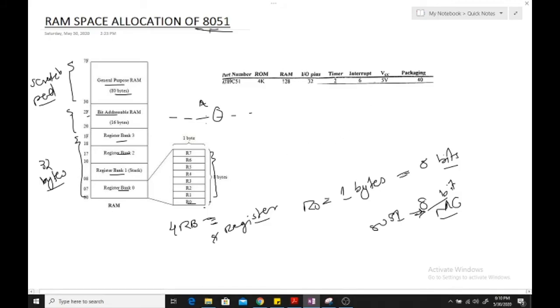And here are the specifications of the 8051 microcontroller. It contains 4 kilobytes of ROM and 128 bytes of RAM, 32 IO pins, as I said earlier, 2 timers, 6 interrupts, 5 volt and 40 pins physically. So that was the RAM space allocation of the 8051 microcontroller.